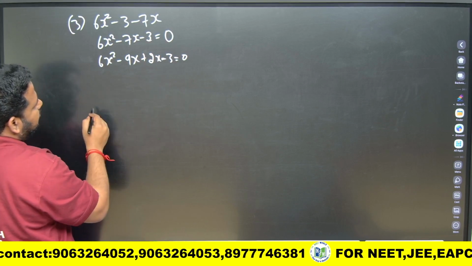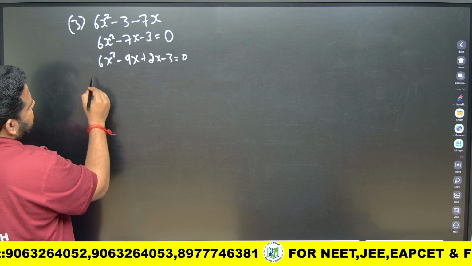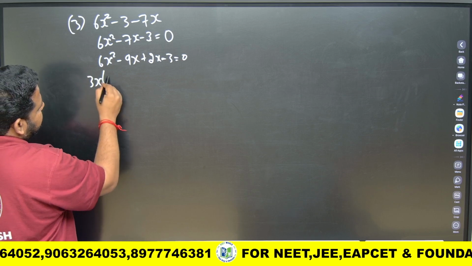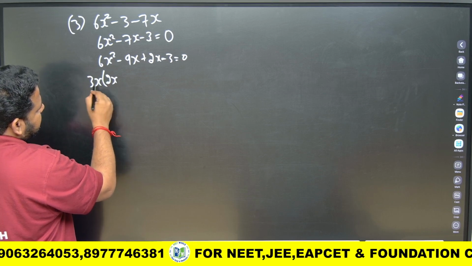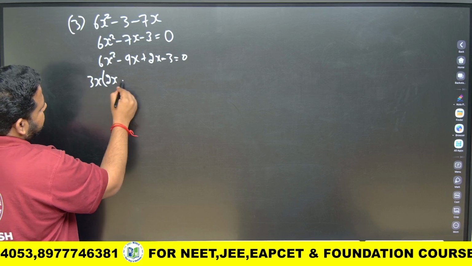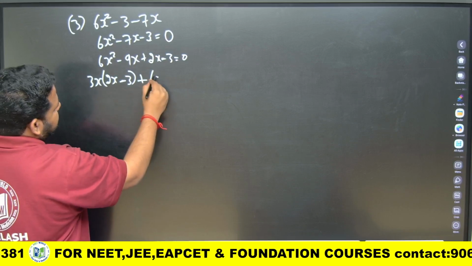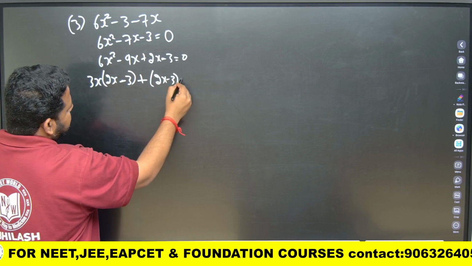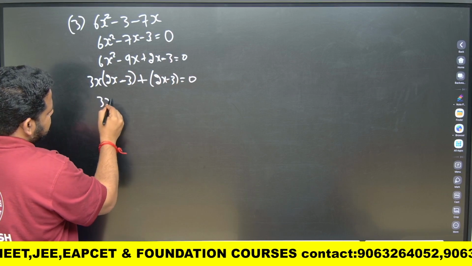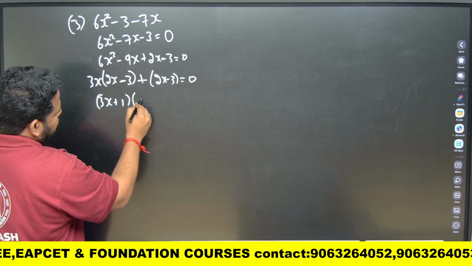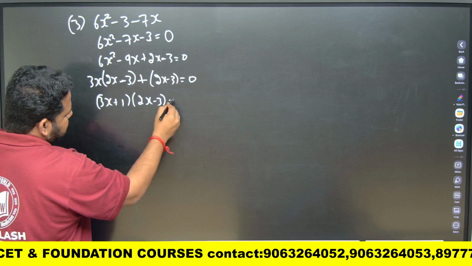Now, if I take common, I can take 3x common. Then this will be 2x, and 3x times 2x is 6x², then this will be −3, plus 2x − 3 = 0. So, what do I have? (3x + 1)(2x − 3) = 0. This is what we have.